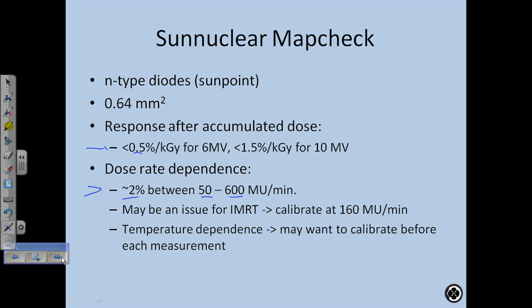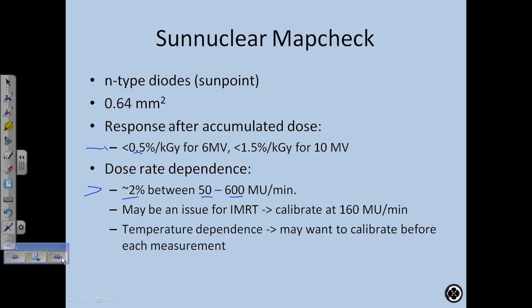But what about IMRT? The dose rate changes as you deliver. I don't know if you folks have noticed when you deliver an IMRT field, the dose rate goes up and down. And it does drop to 50. It might even drop below 50 in some cases. So this device will experience shifts that are that big. So what do we do about that?